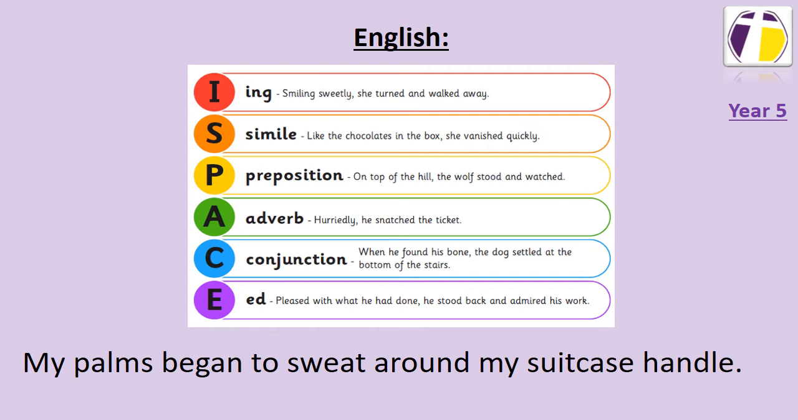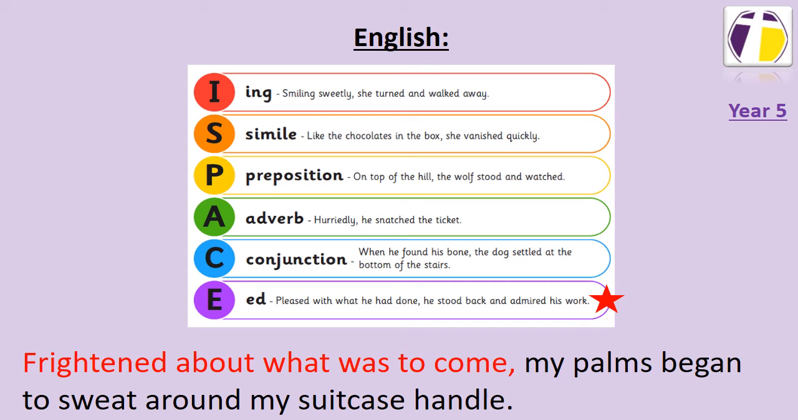Here is another example of a sentence that I could use in my diary entry that I would like to improve. My palms began to sweat around my suitcase handle. Let's see which one I'm going to go for. I have chosen to start with an ed clause. Frightened about what was to come, my palms began to sweat around my suitcase handle.